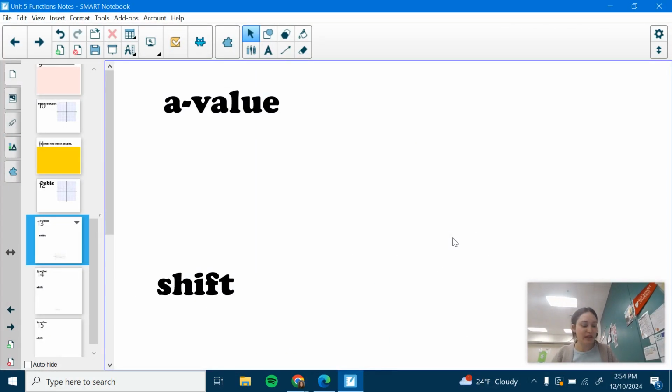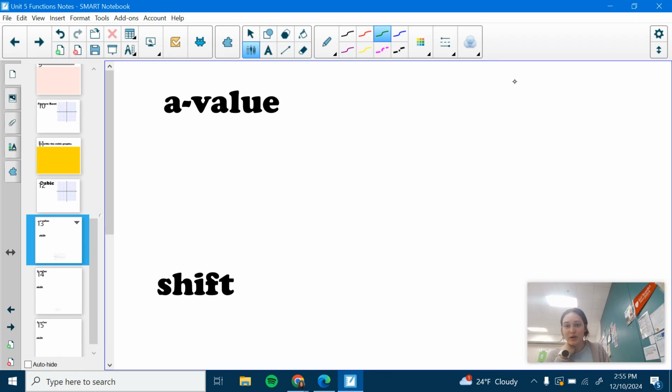Alrighty, everybody, so we are going to talk about our last piece with parent functions. And within each parent function, remember that's like the most basic form of a function, but sometimes we want to look at other forms. So that's where we have our a value, our h value, and our k value. Remember, those are variables that fit within our equations.